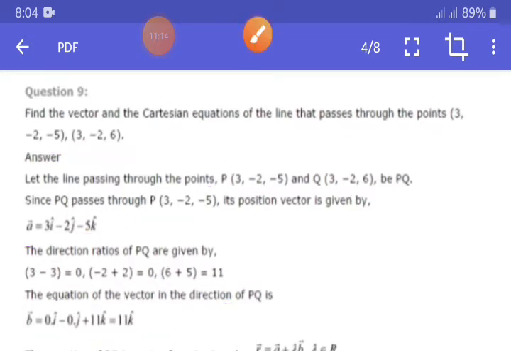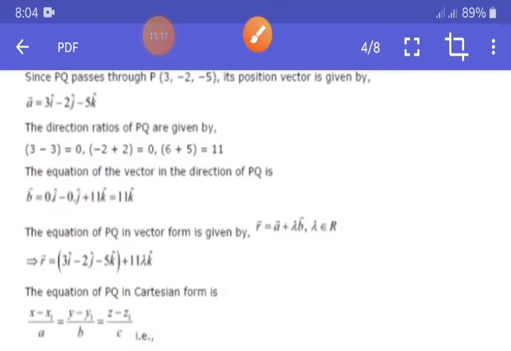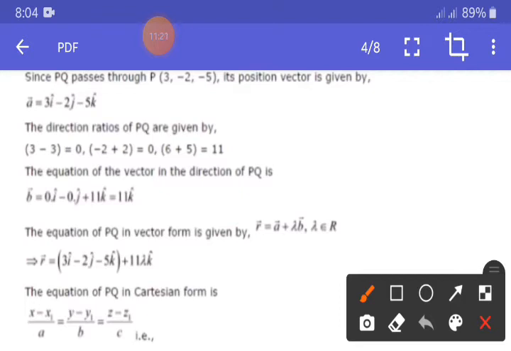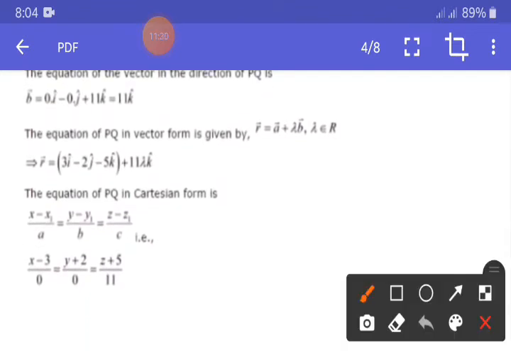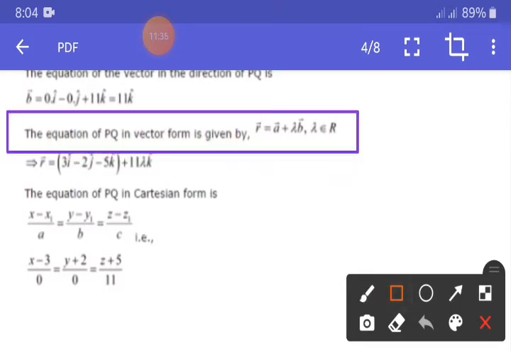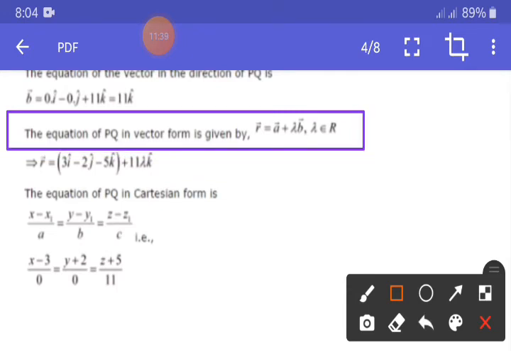Then the equation of PQ in vector form is given by R vector equal to A vector plus lambda B vector, where lambda belongs to R. So R vector equal to 3i cap minus 2j cap minus 5k cap plus lambda into 11k vector, 11 lambda k vector.